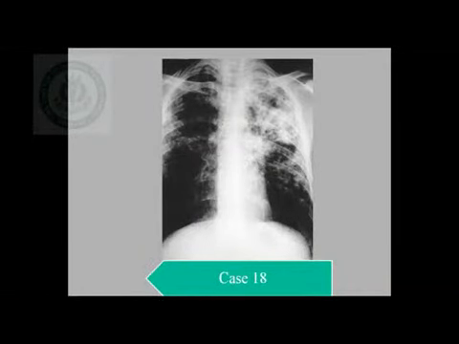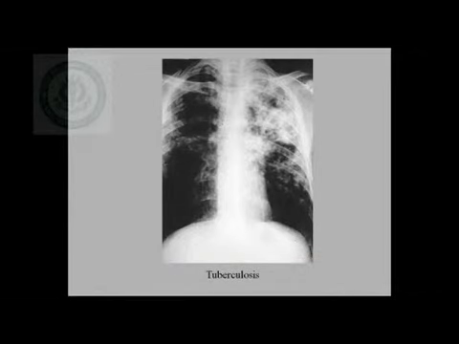Now extensive opacity in the left upper lobe with signs of cavitation, and commonly with pleural thickening: commonly tuberculosis is the cause for such opacities in our country.